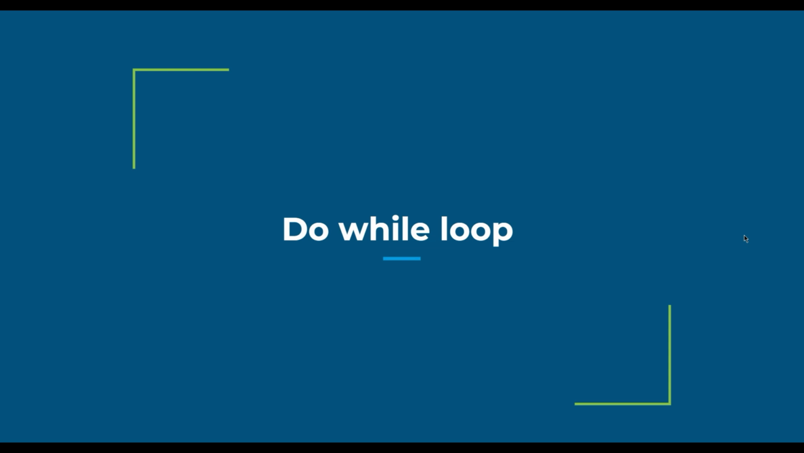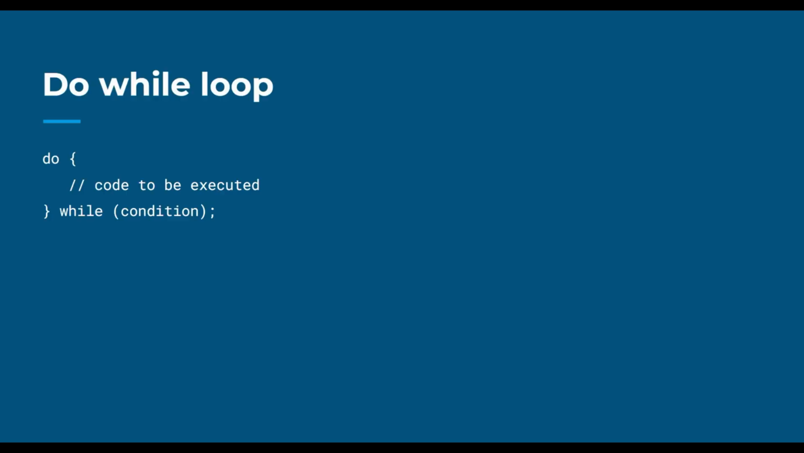Let's see how we can write the do-while loop. We need the do keyword followed by the curly braces. Inside these curly braces, we need to add the code that will be executed. We then need the while keyword followed by the condition inside the parentheses.